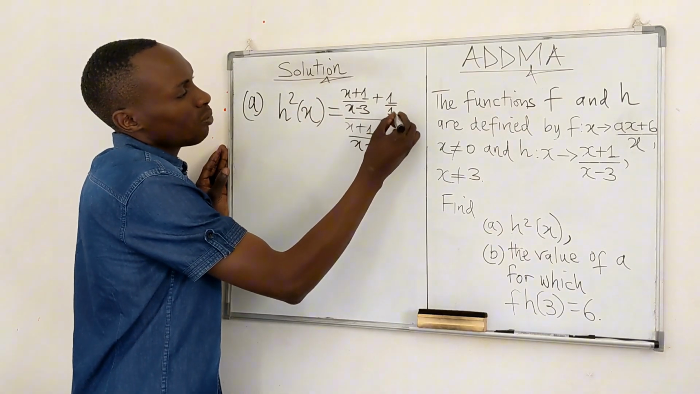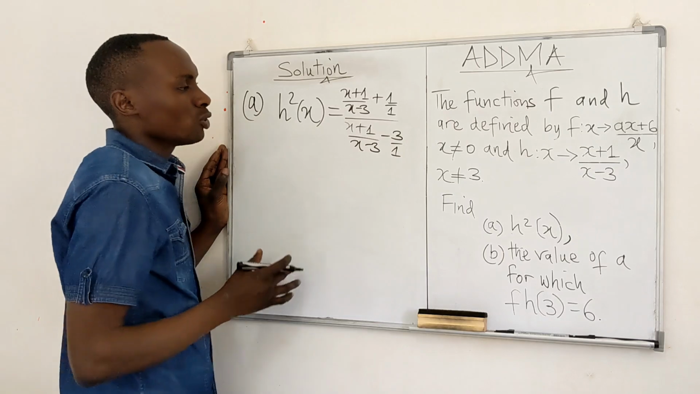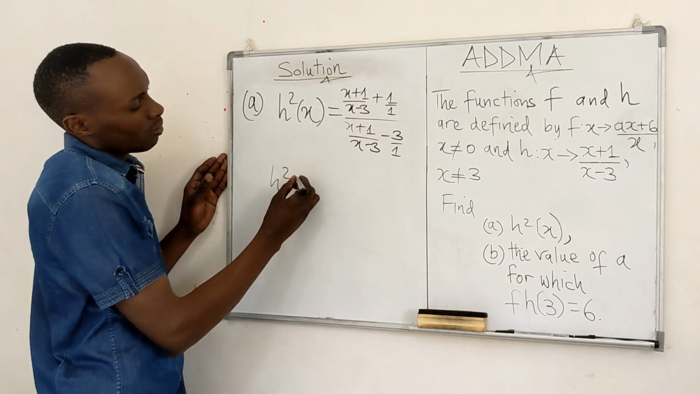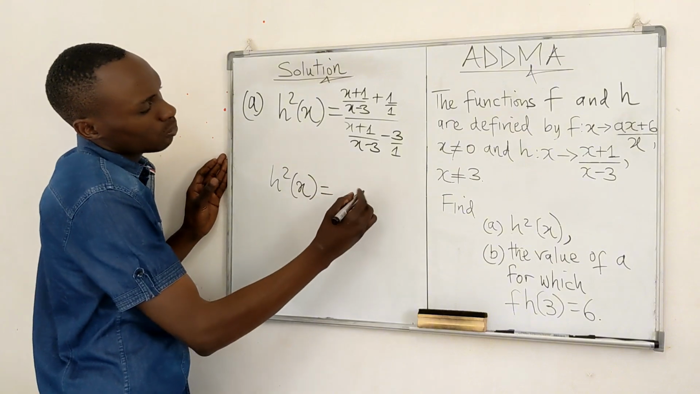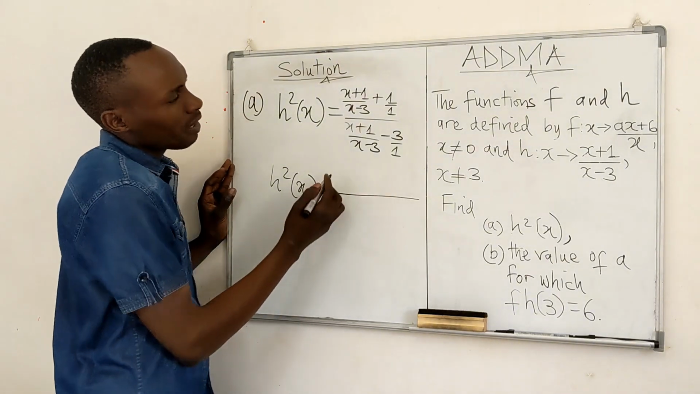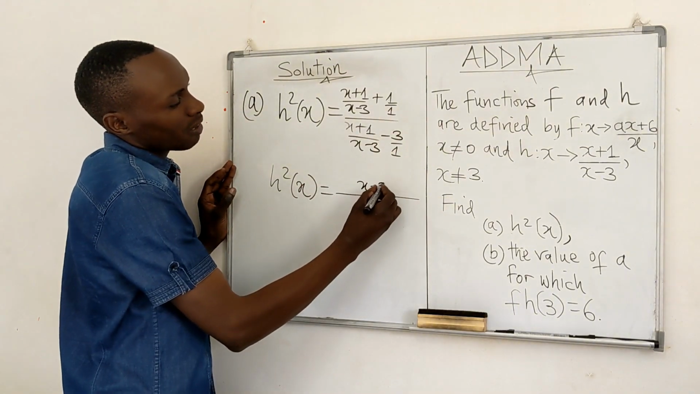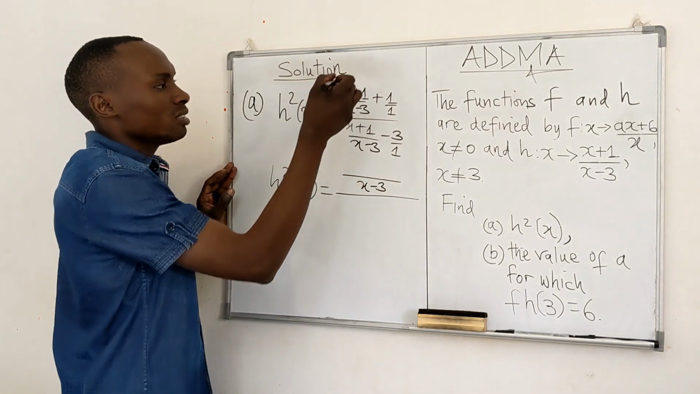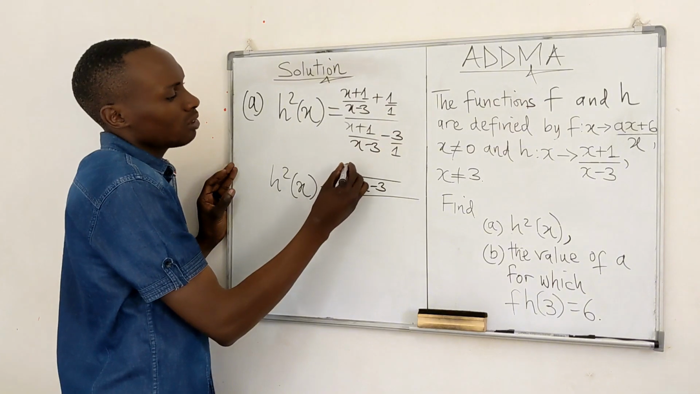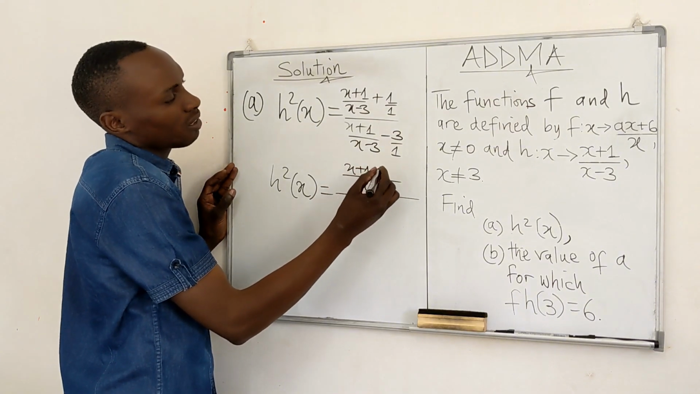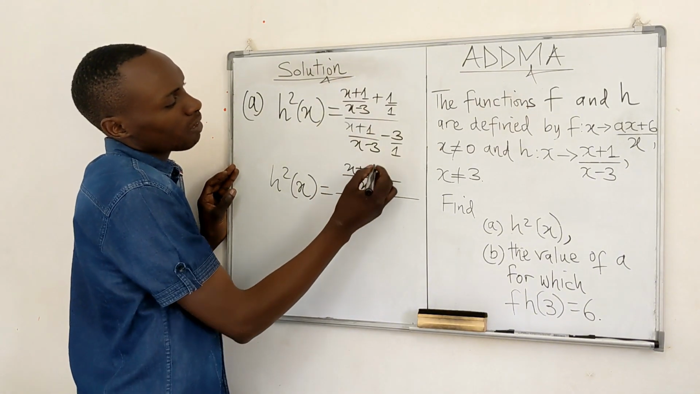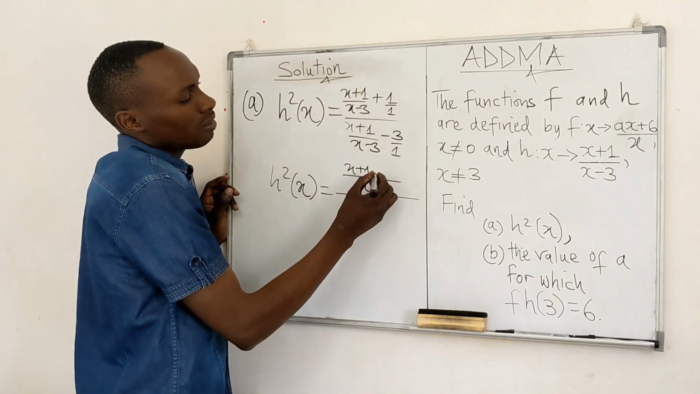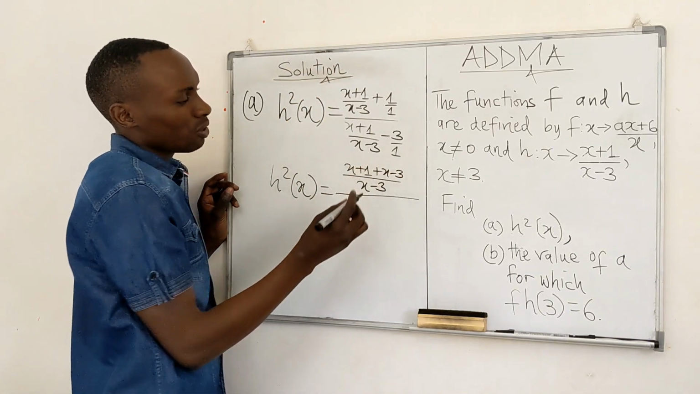So here I'll write over 1 to make them as fractions. And then we'll get the common denominators. So h squared of x is equal to, common denominator on the top part is just x - 3. So x - 3 into x - 3, that is 1, times x + 1, this gives x + 1. Then 1 into x - 3, that gives x - 3, then times 1, that gives x - 3.